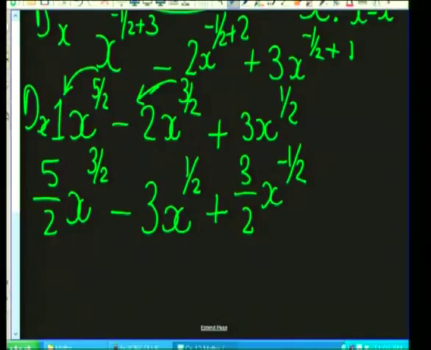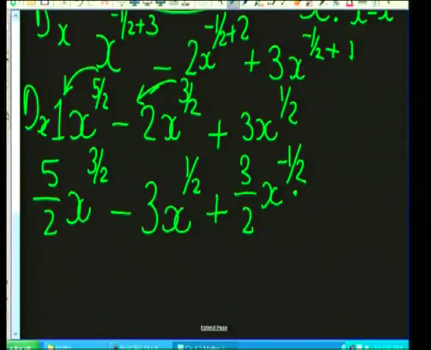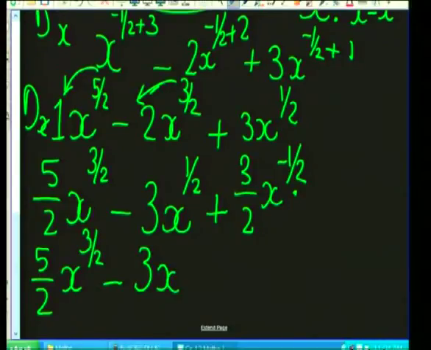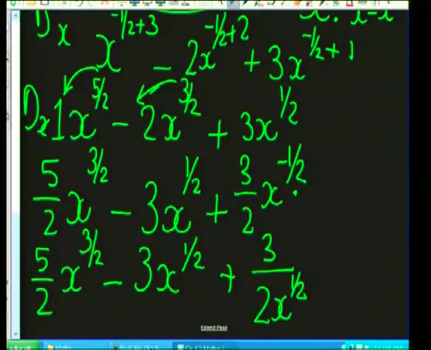There. Now we look at our question. Remember the question said, leave your answer in positive surds. Do we have positive surds all the way? No, we don't. This is a negative surd, so we need to convert that. Remember, how do we convert? We take it downstairs. And that is the end of our question.